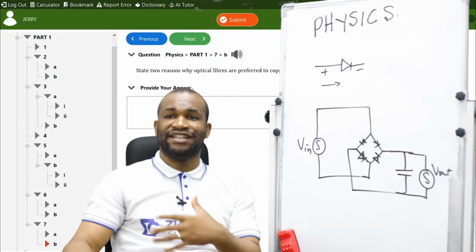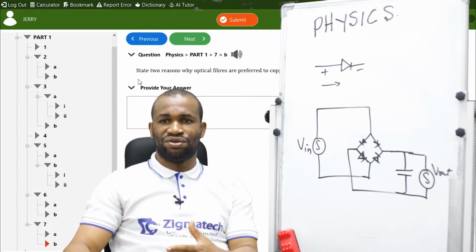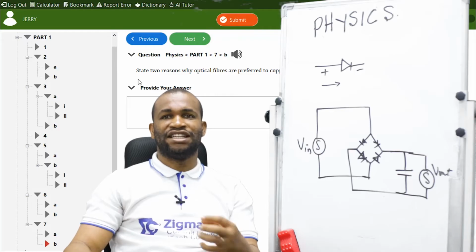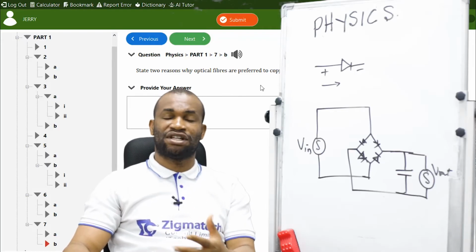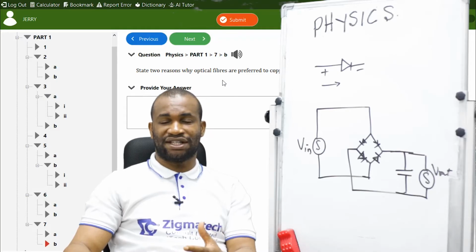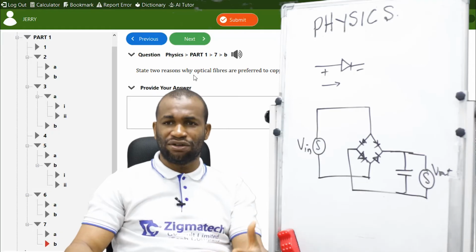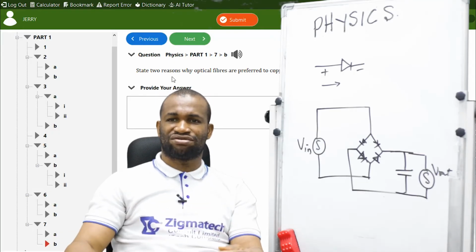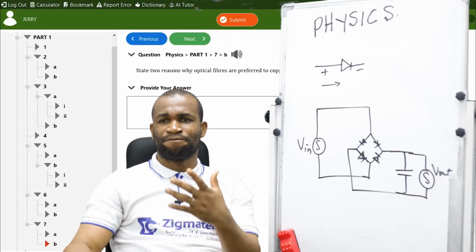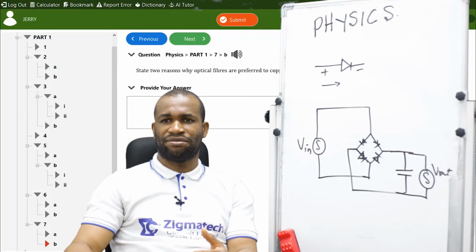Number two, I will say, is speed. Because we are using light to do the transfer, the speed of light is far better than when copper was used. Another one is long distances. It can transfer data over a very long distance without loss of signals. These are 3 major reasons why I think optic fiber is preferred over copper cables.